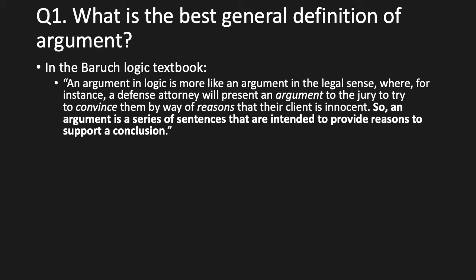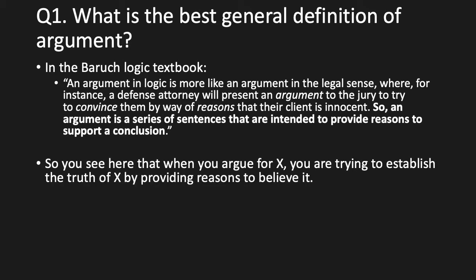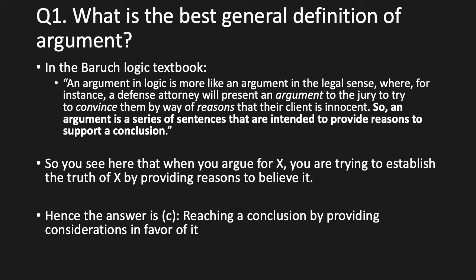So here you see that when you argue for X, X is your conclusion, right? You're trying to establish the truth of X by providing reasons to believe it, reasons for it. Hence, the answer is C, reaching a conclusion by providing considerations in favor of it. Those considerations that are in favor of your conclusion are reasons for your conclusion.